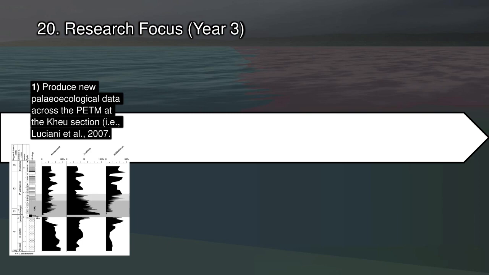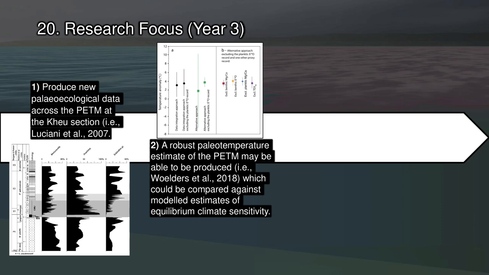hopefully by then, producing a new paleo-ecological record for the PTM, equivalent to other authors. We can see an example of what we could produce: different taxa, their abundance and diversity across the interval in question. By this point, a more robust paleo-temperature estimate of the PTM at this site might be produced. This is explained further within the report, but there was the potential to integrate the different paleo-temperature records to have a statistically more robust one, and this has been shown to be a more robust method to calculate the potential magnitude of warming at a given site.